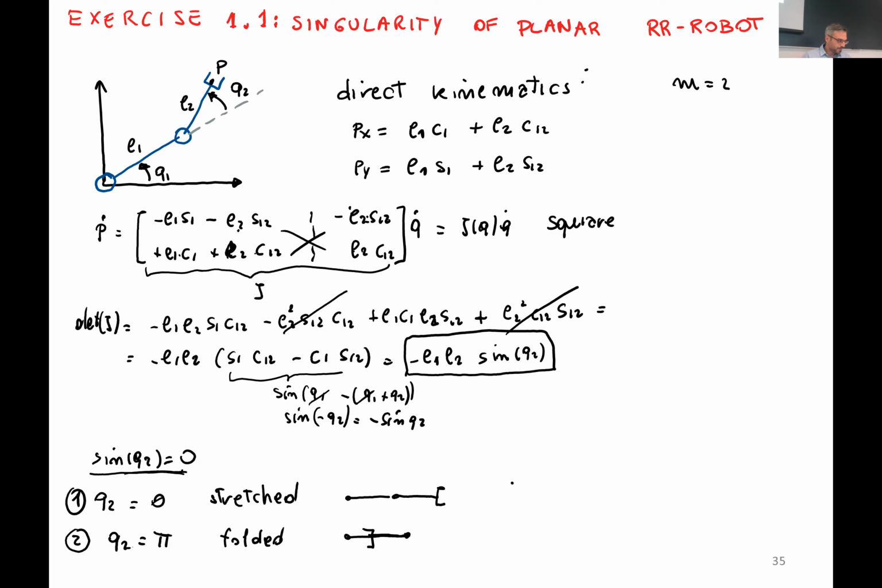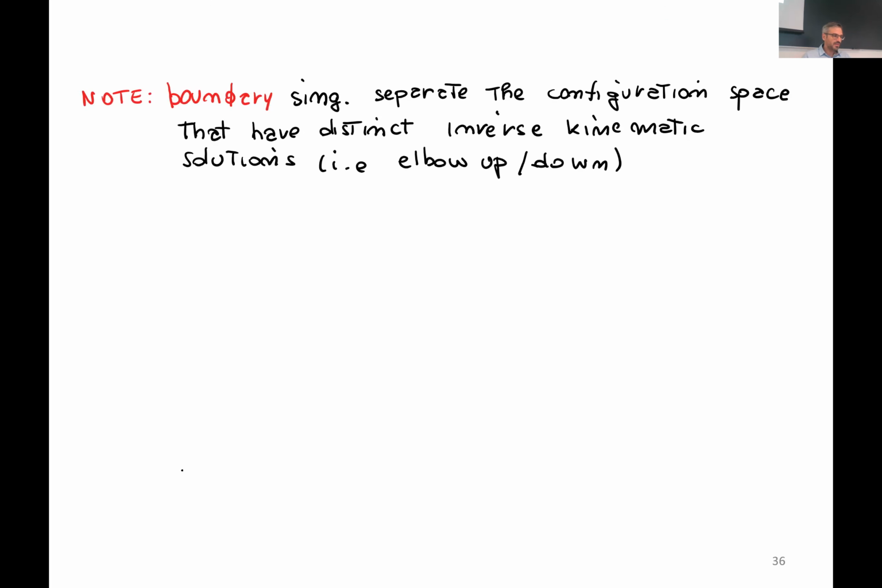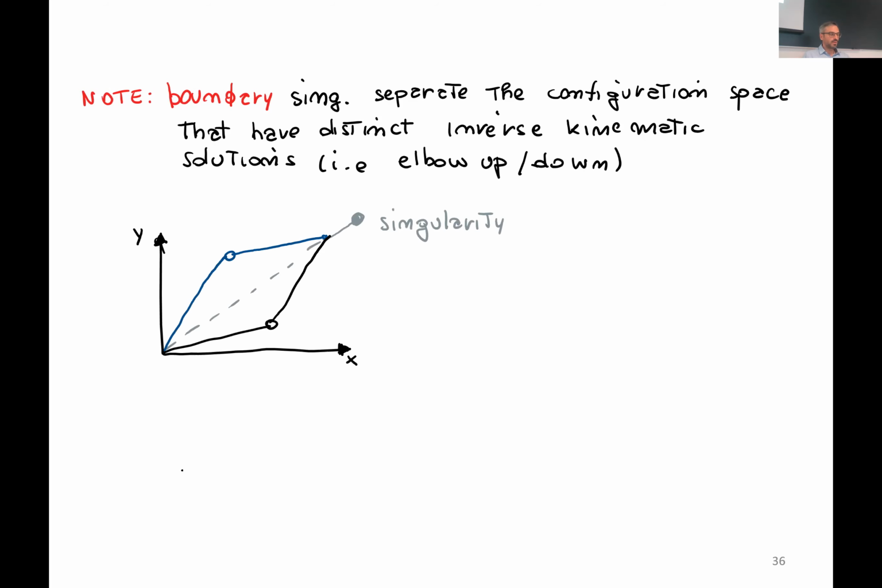Then if we look at the singularity that we computed, the boundary singularity usually have the feature to separate the joint space, the configuration space, into two parts where we have the two distinct inverse kinematic solutions. Remember the elbow up, elbow down. So a singular configuration is where you pass from the one solution to the other one. This is another final note that can be done.